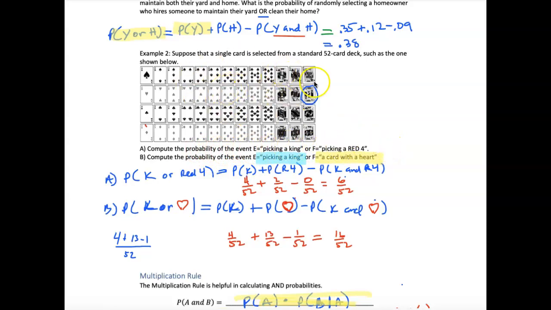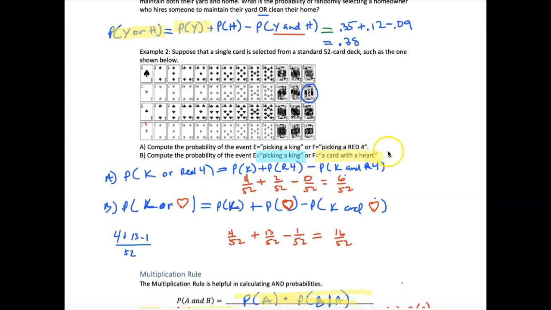So you can think about this. There are 4 kings. There are 2 red 4s, the hearts and the diamonds. So what's the probability of picking a king? 4 out of 52. Probability of picking a red 4, 2 out of 52. Minus the probability that you can pick a king and a red 4 at the same time, and that's 0. That can't happen, so that would be 0. There's a 0% chance for the and happening. You can't do both, hence you just add up those two probabilities.